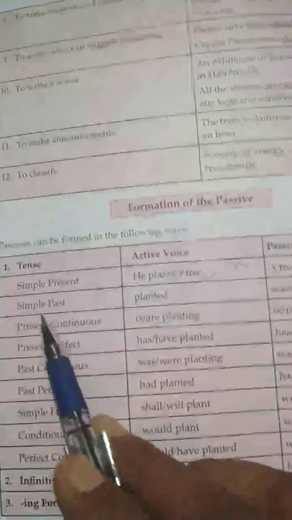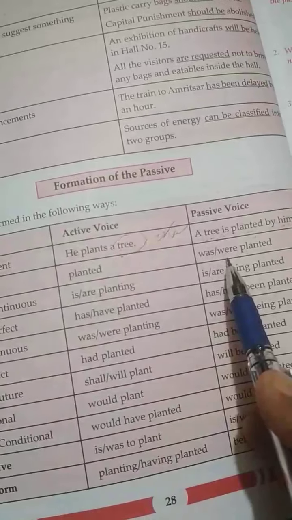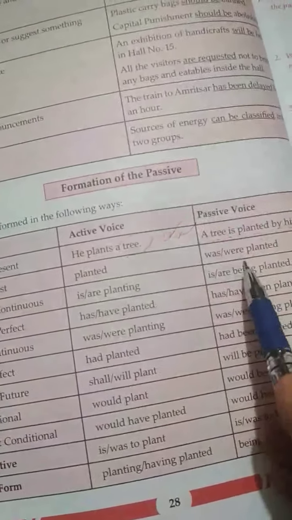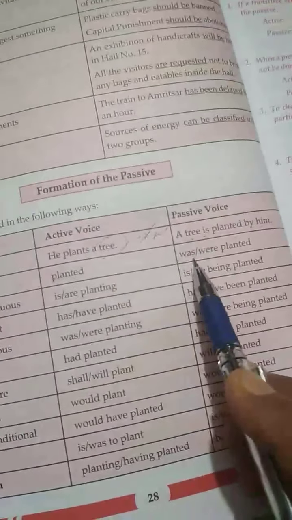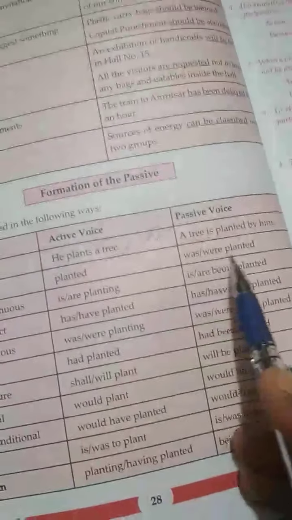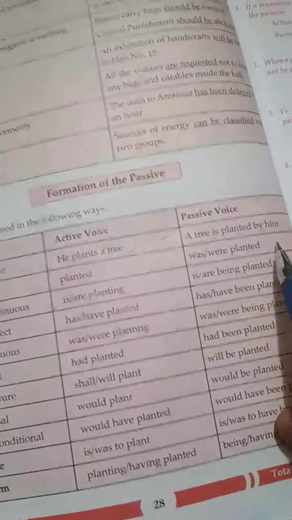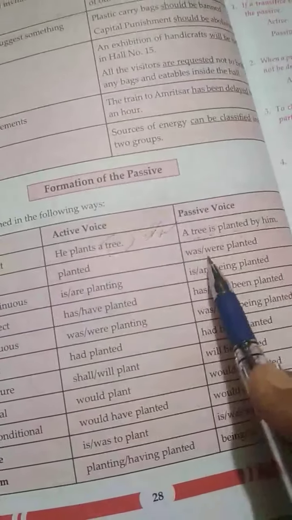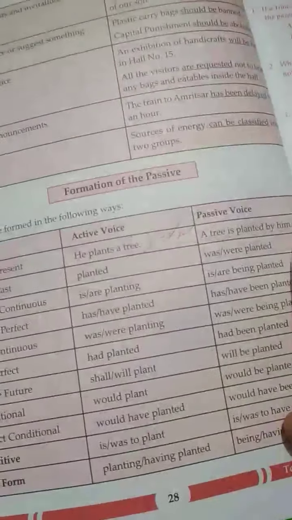Now if the tense is simple past, again it's very easy. He planted a tree, so was, were plus V3. So a tree was planted by him.